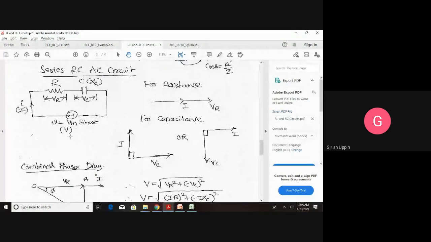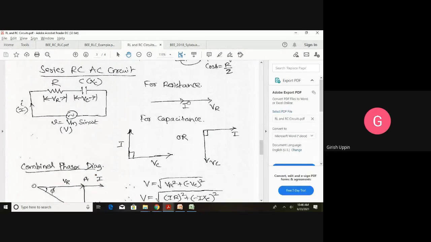Before proceeding with it as a series combination, if we consider this as a pure resistance, and VR is the voltage that is applied across that, and I is the current that is flowing, if we draw the phasor diagram, VR and I both are in phase. Now, if we consider a pure capacitance applied with the voltage VC and the current is I, if I draw the phasor diagram, in case of a pure capacitance, current leads the voltage by 90 degrees. You can see the current is leading the voltage VC by 90 degrees.